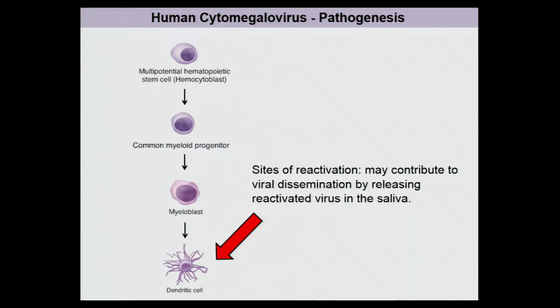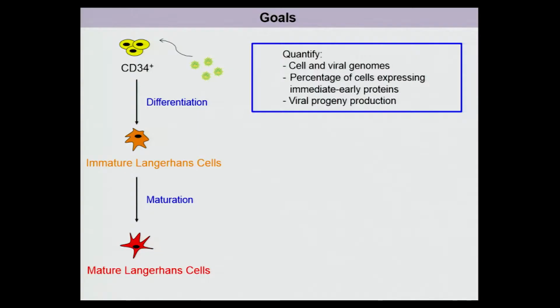They are sites of reactivation of the virus, so they might contribute to viral dissemination by releasing reactivated virus in the saliva. In order to understand CMV pathogenesis, it is important to know the relationships of the virus with hematopoietic stem cells and dendritic cells. So our main goal in this project is to see what happens when we infect CD34 cells and those viruses go latent, what happens with the virus during the path to differentiation of those cells into immature LCs, and the maturation of those cells.